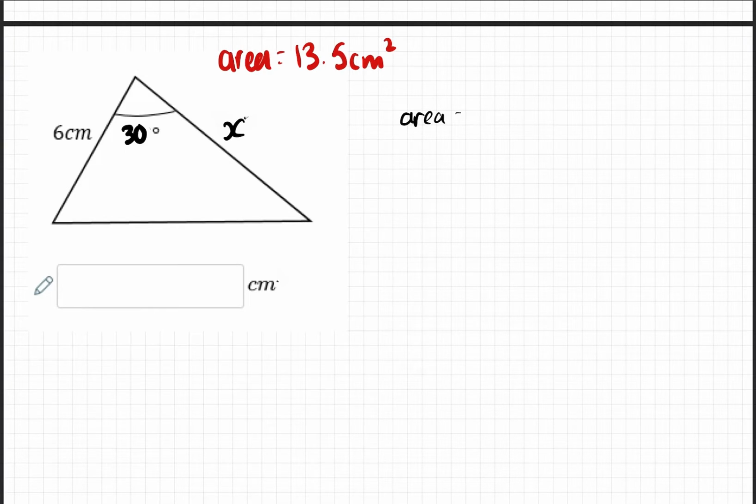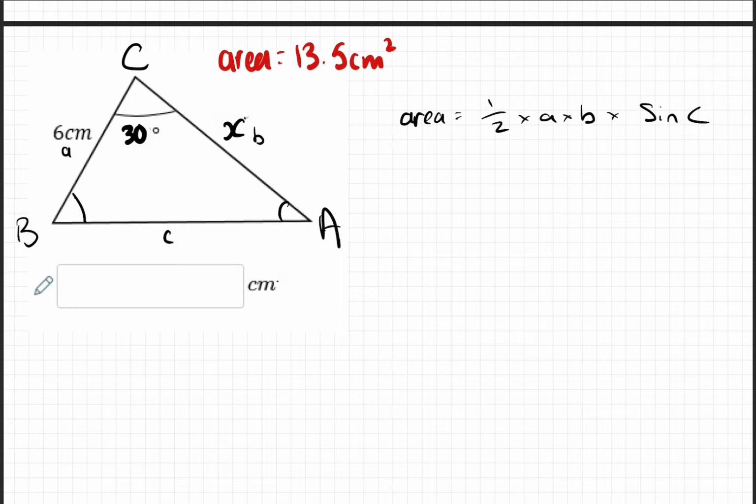Okay, start away. Area equals half times A times B sine C. Right, let's label this up. C. We'll go angle A here, so that's going to be A, and we want to know what B is, so that's B and that's B. So what do we know?